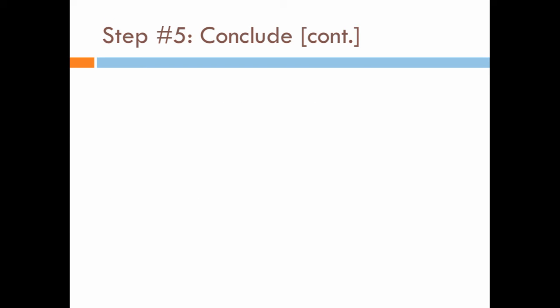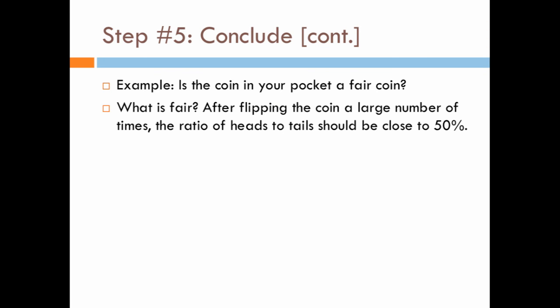To see what this looks like in practice, let's think again about flipping a coin. Is the coin in your pocket a fair coin? First, we have to determine what it means to be a fair coin. Let's say that after flipping the coin a large number of times, the ratio of heads to tails should be somewhere close to 50%.